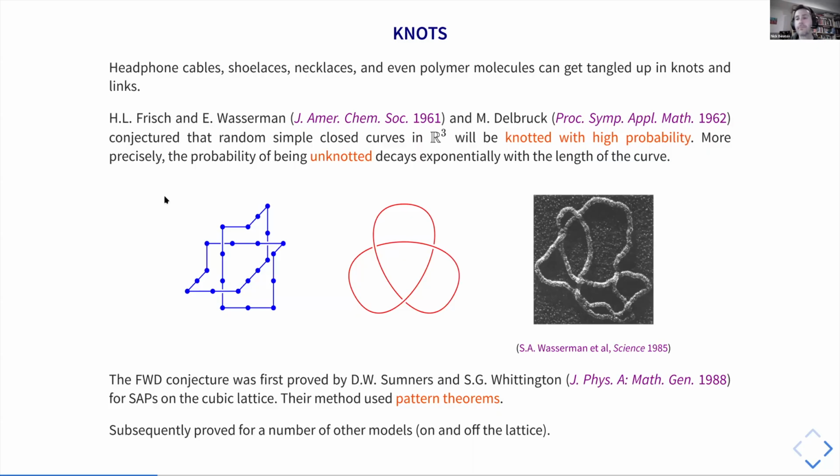It's sort of more precise than that. We can say that the probability of being unknotted should decay exponentially as the length becomes large. And this can be phrased in lots of different ways depending on the model. The FWD conjecture was first proved by DeWitt, who's here today, and Stu Whittington for self-avoiding polygons on the cubic lattice. Their method used pattern theorems. I'm not going to be talking about pattern theorems here. It's subsequently been proved for a number of other models as well.